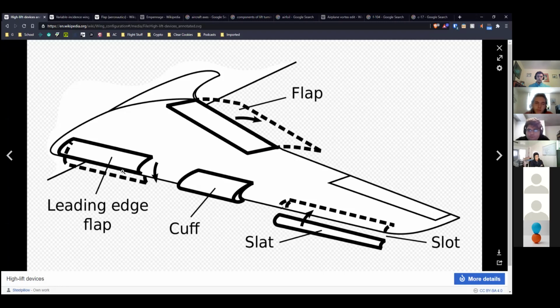A leading edge flap is a little bit different from a slat, I think, because it basically just rotates. It's literally a flap, but on the front, whereas a slat is technically a part of the wing that extends forward instead of just rotating. But I call pretty much anything that is a high lift device on the leading edge a slat. A cuff is just a not moving slat, basically.